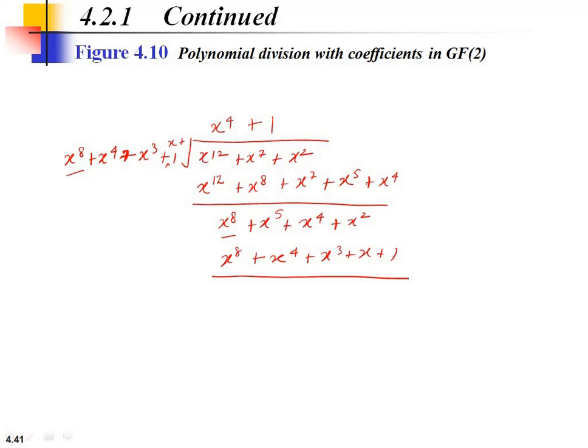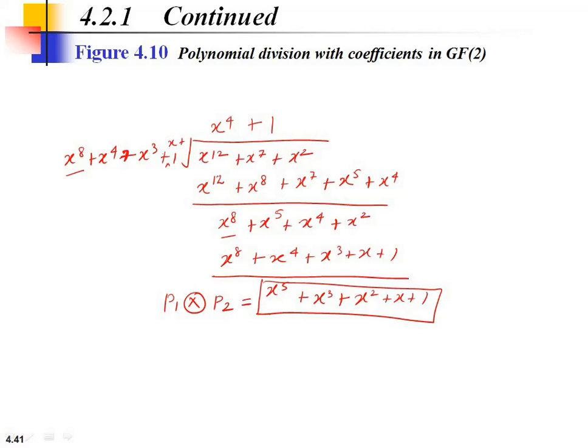Again perform addition or subtraction, so we will get x to the power 5 plus x cube plus x square plus x plus 1. So this will be our final result. This will be the result of multiplication of the two polynomials p1 cross p2. In this manner we have to reduce the result and get the actual result, which will belong to GF 2 to the power 8. I hope this division process is clear to everyone.